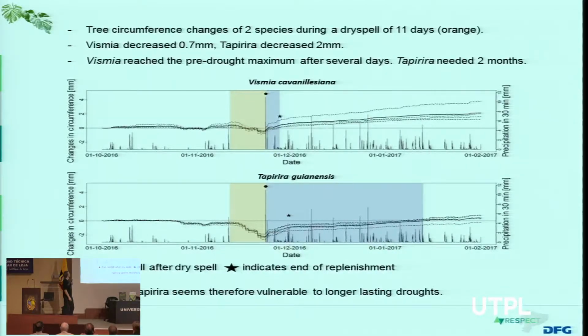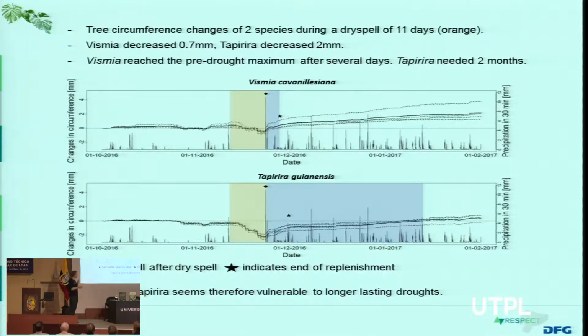So the thing I was mentioning before, here you can see the tree circumference change of 2 different species, Vismia and Tapirira, during the dry spell of 2016, which lasted 11 days. You can see this here in orange. You can see that here in orange is the dry spell, and while Vismia was losing only like 0.7 millimeters, Tapirira was losing more or less 2 millimeters of circumference in just the 11 days. But this is not really the important part.